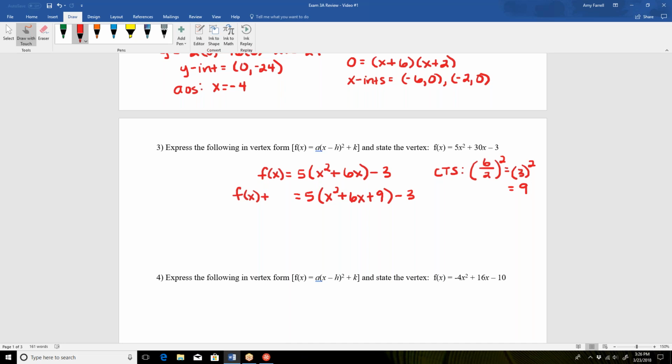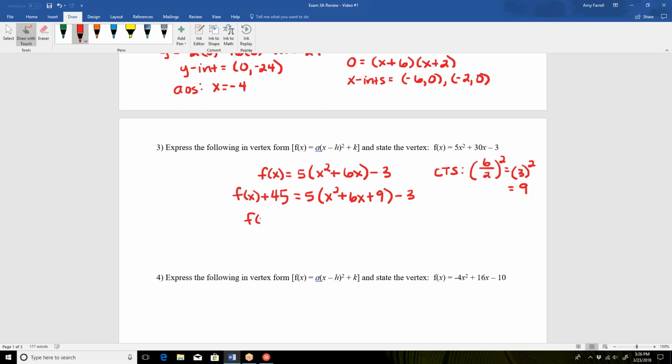Now, whatever we do to one side of an equation, we also have to do to the other side. And you did add 9, but you put it inside parentheses, and there's a multiplier in front. So by adding 9 and putting it inside the parentheses, you actually added 45 to that side of the equation. I'm getting the number 45 by distributing the 5 to the 9, or multiplying 5 times 9. So in order to keep the balance, I need to add 45 to the other side of the equation.